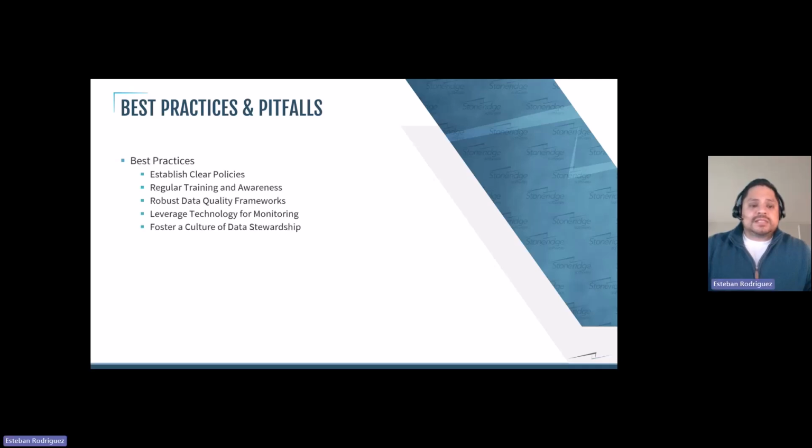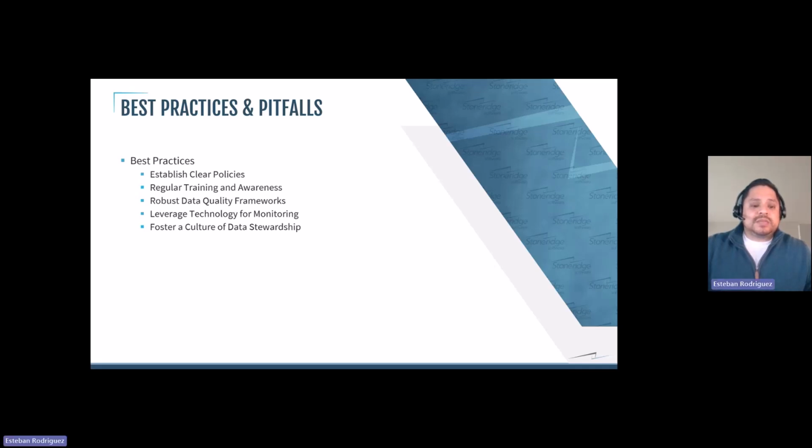The first best practice is to establish clear and comprehensive data governance policies. These policies should be well documented and easily accessible to all stakeholders within the organization. They must detail how data is to be handled, who is responsible for what aspects of data, and the procedures for addressing data-related issues. Clarity here reduces ambiguities and ensures everyone understands their roles and responsibilities, promoting a culture of accountability.